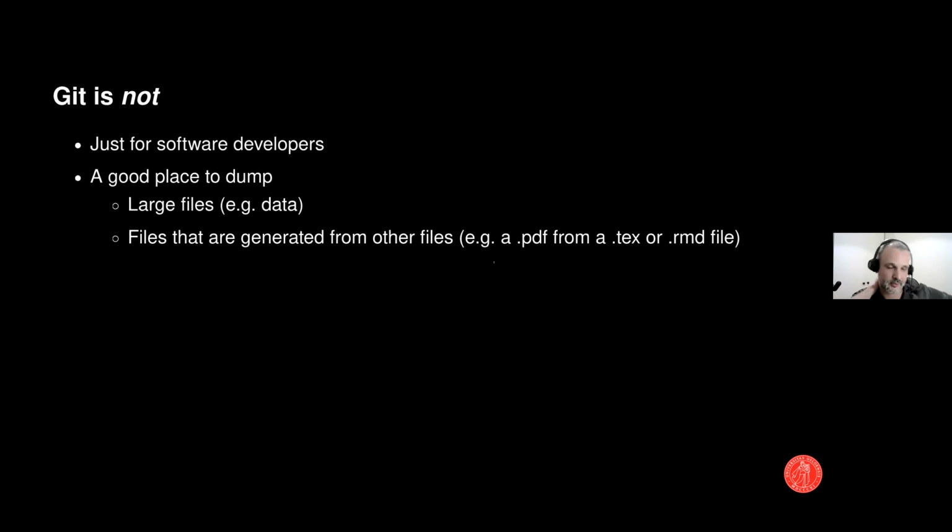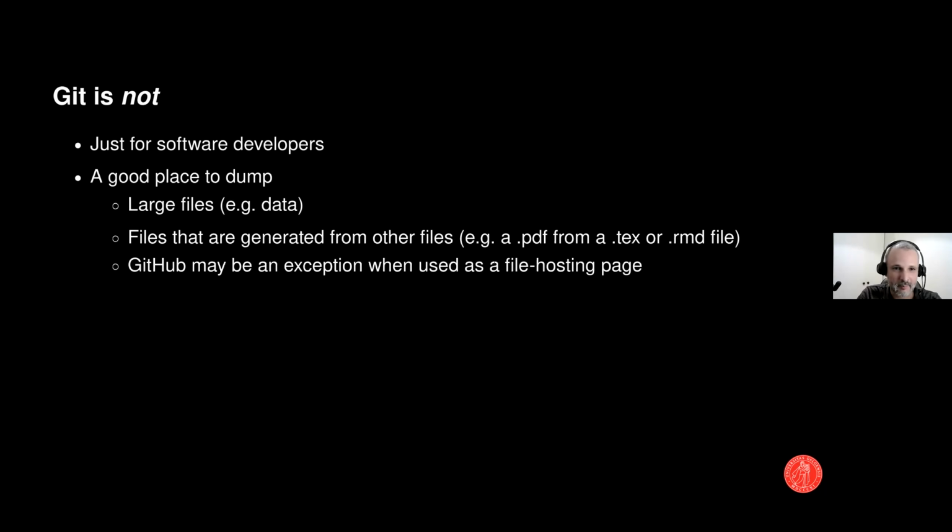Unlike other version control systems, Git basically saves a full copy of your files, to oversimplify it. So your repository can get very large pretty easily. Although GitHub may be an exception, because like many people, I use GitHub as a file hosting page.